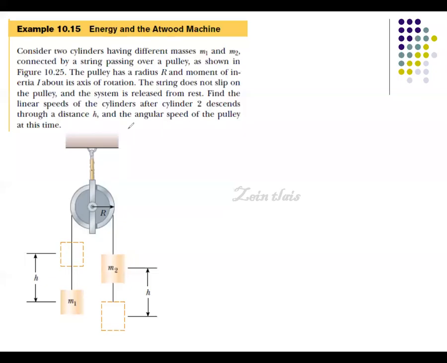Example 10.15. Here we have two blocks, M1 and M2, attached by a light cord through a pulley with a moment of inertia I. When I say we have I, it means the pulley has weight. In this case, the tension on this side is not equal to the tension on this side. So we can say directly, here we have T1 and here we have T2.